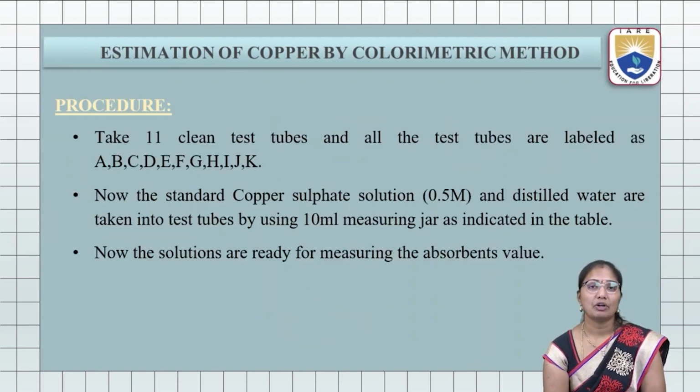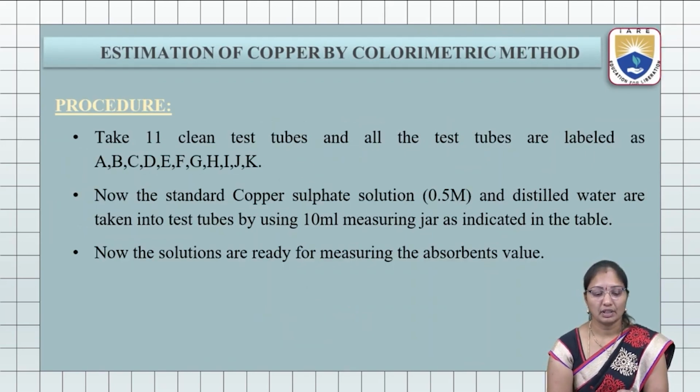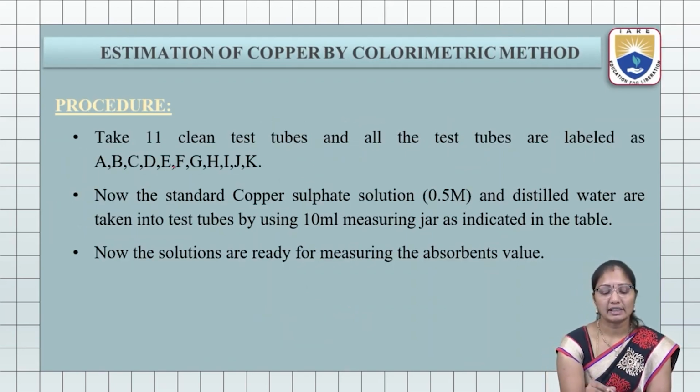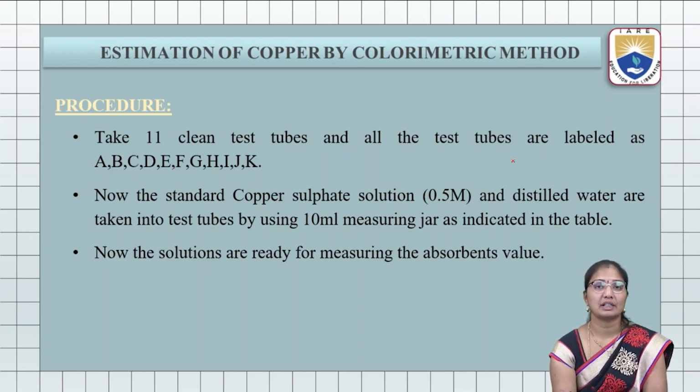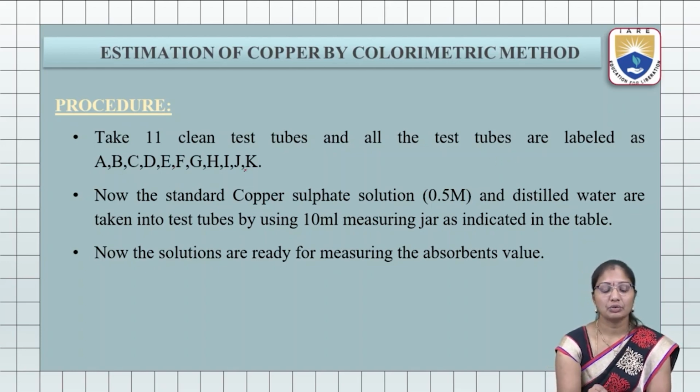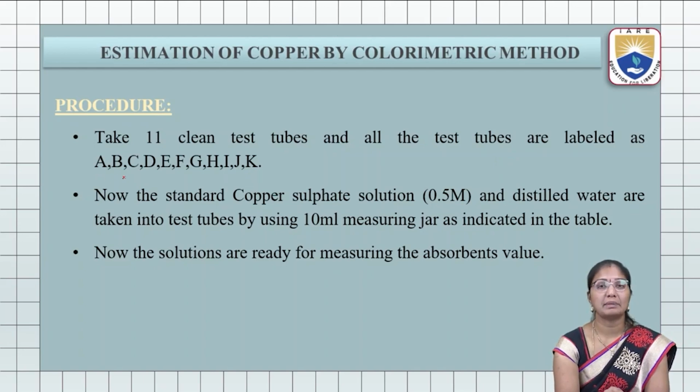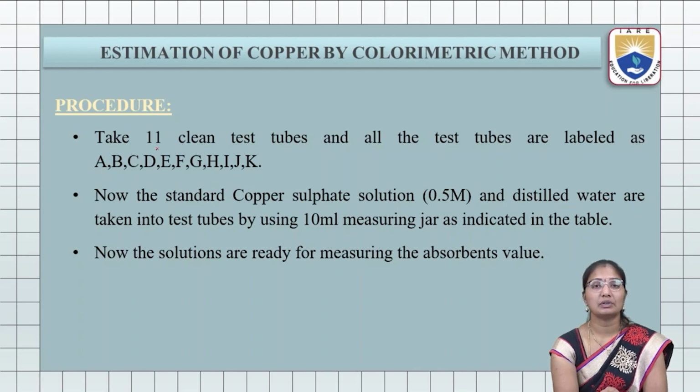So it involves a step-by-step procedure. First, take 11 clean test tubes and label them from A to K. The 11 tubes have to be labeled A, B, C, D, E, F, G, H, I, J, K. In this manner, from A to K, 11 test tubes have to be labeled.